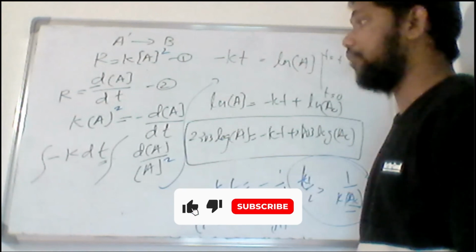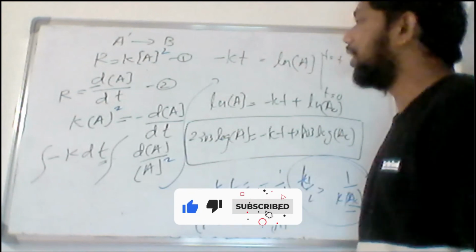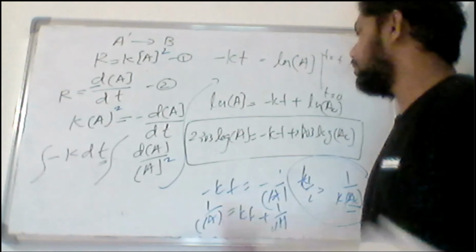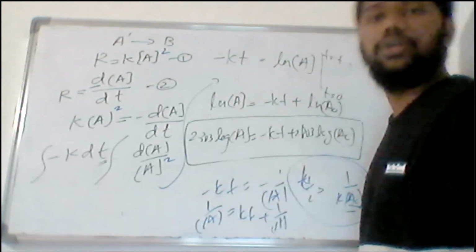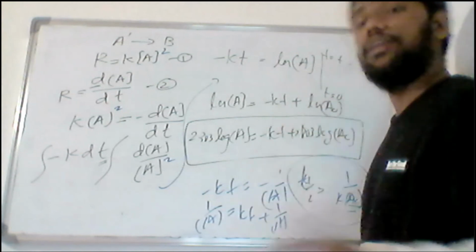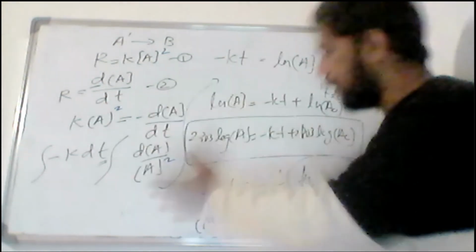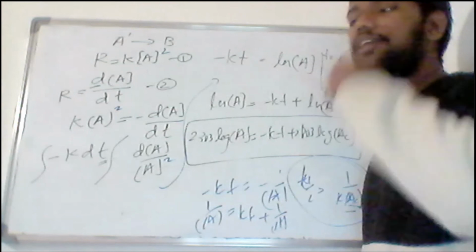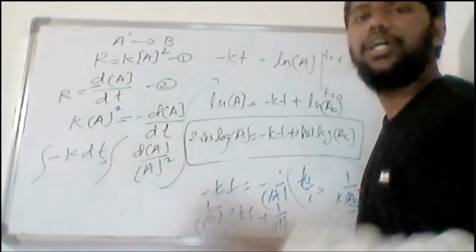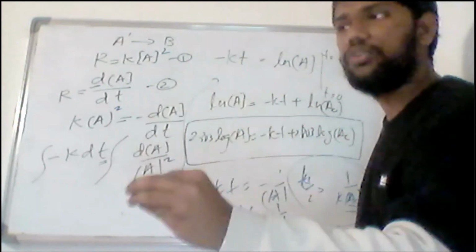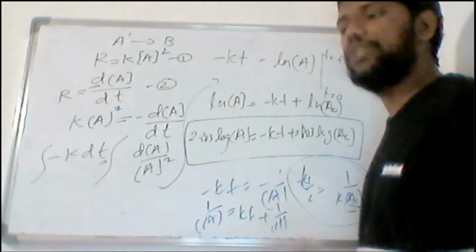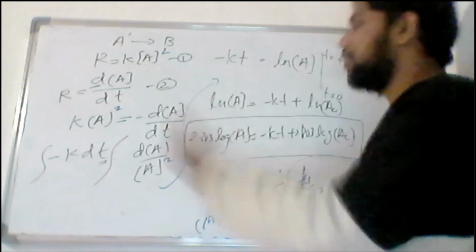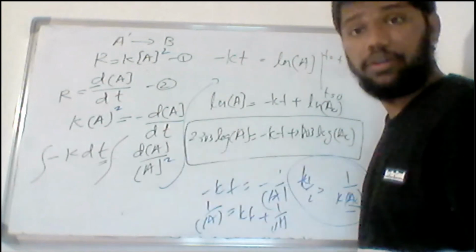I'm not going to go into these things much. The only thing you need to understand is that you can derive the equations which are given in your question. Don't think it appeared from the sky. You can derive this equation. That is why they have given the equation directly. You just need to plug in the values and find t half. That's all. But I wanted to give some additional information on how it comes. You don't need to worry about it.